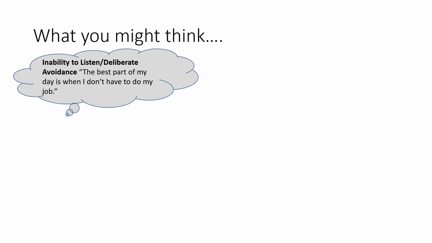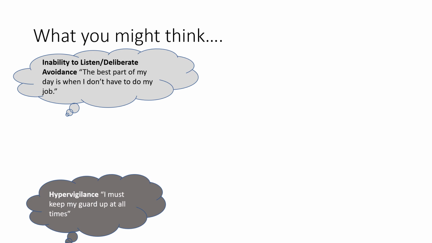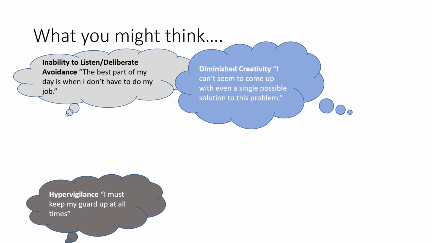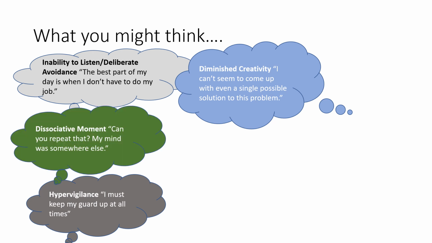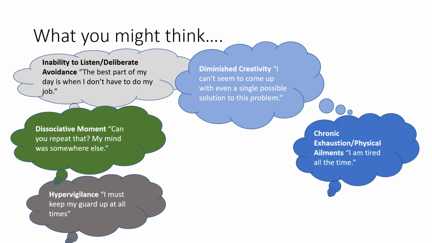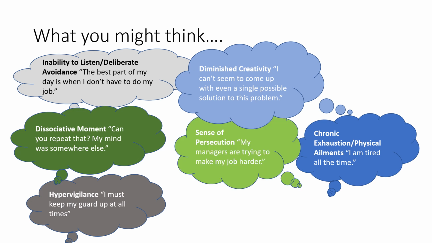Some other examples of how you might recognize these things: it might be that kind of avoidance, that inability to listen. It might be that you notice yourself being hypervigilant. Maybe you find that you've got diminished creativity, that you just can't come up with ideas like you used to because your brain has just been overloaded. Or maybe you find yourself zoning out quite a lot and then you can't remember things. Maybe you notice it in your body, that you're just really tired all the time and you've got pain.